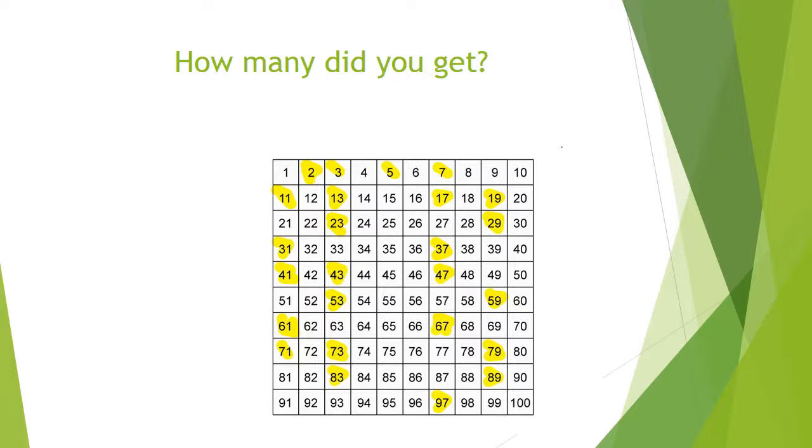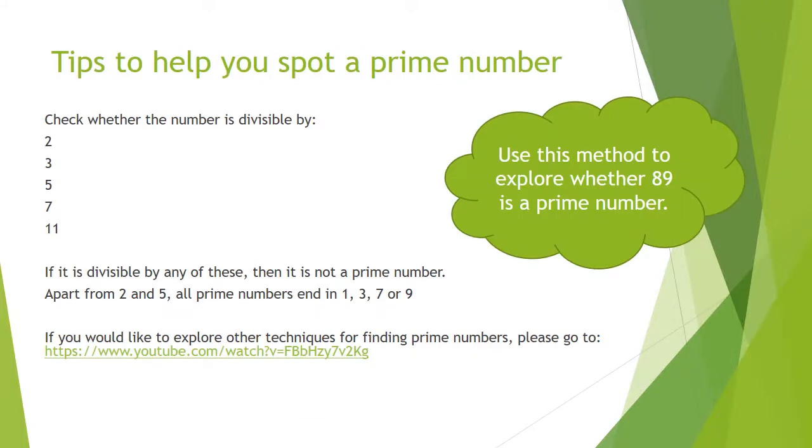So here's some tips to help you spot a prime number, because we're not always going to have a table in front of us like this. So tips to help you spot one is check whether the number is divisible by 2, 3, 5, 7 or 11. So some of those will be quite obvious.